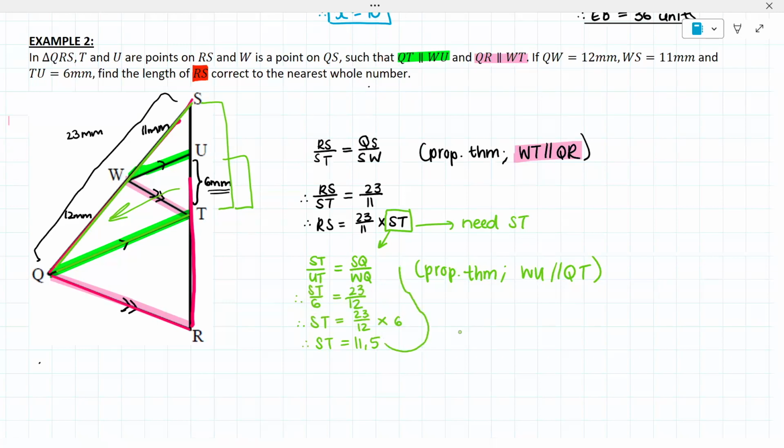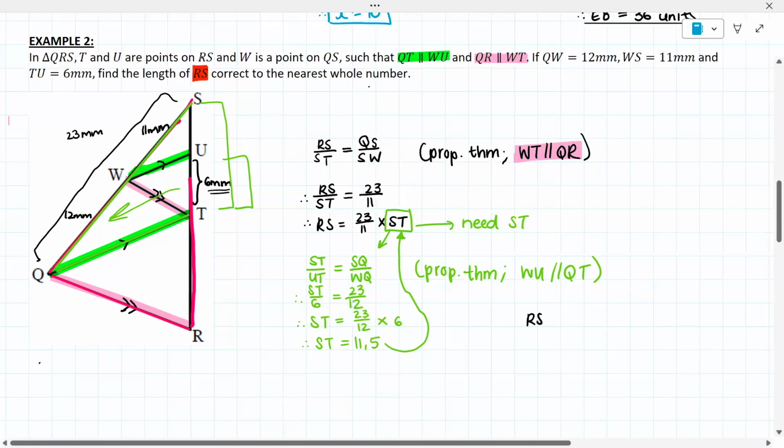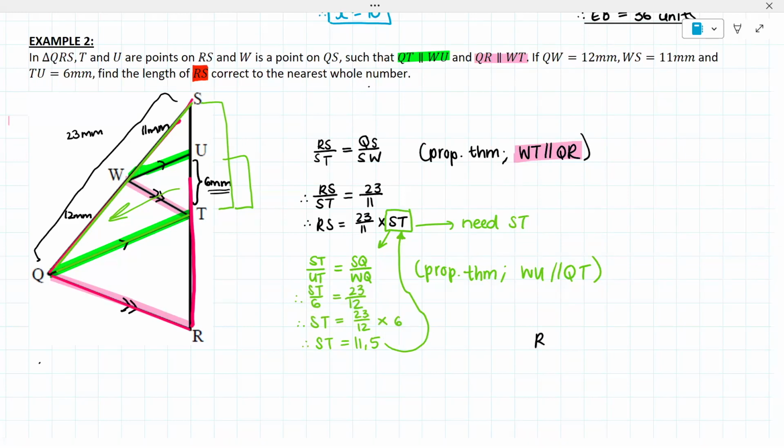And now that you know what ST is, you can substitute it back into that equation. So now that we know that RS is equal to 23 over 11 times 11.5, because that's what ST was. And so that means that RS is equal to 24.04 units.